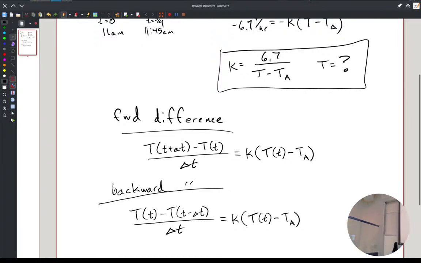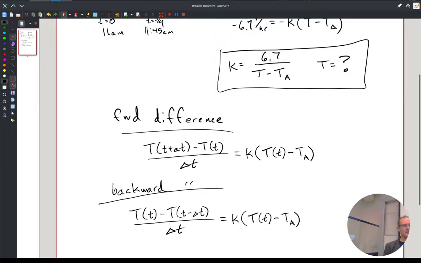So one of them I'm saying that the current temperature is 80, and I want to use the previous temperature to figure out what the slope is. That's like backwards difference versus forward difference, which is saying the current time is 0, use the next one to calculate the slope.